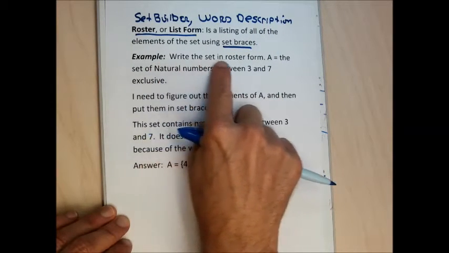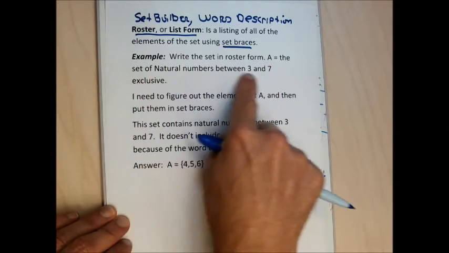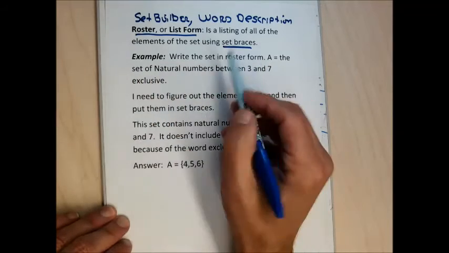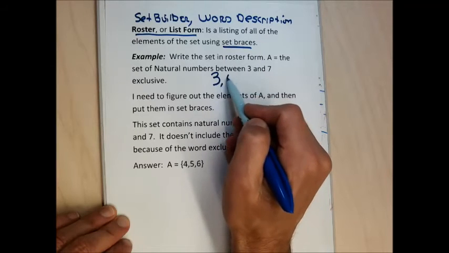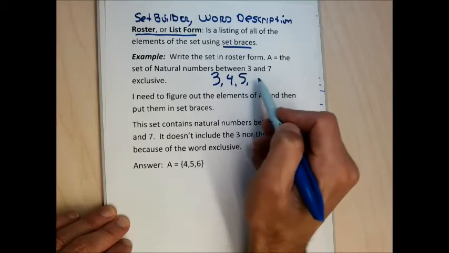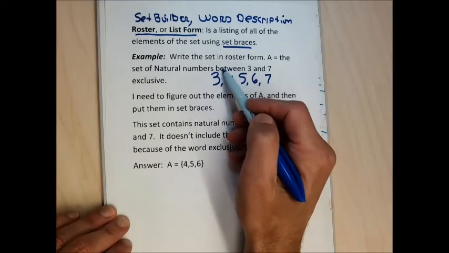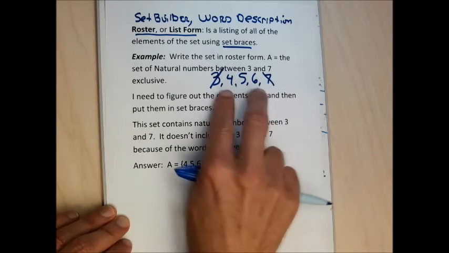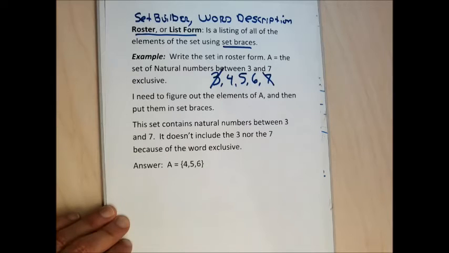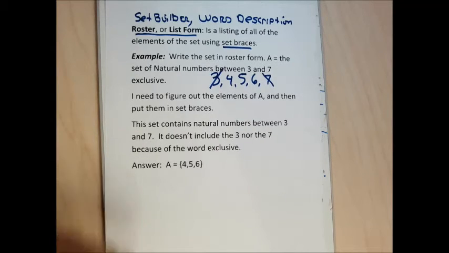Example, write the set in roster form. A is a set of natural numbers between 3 and 7 exclusive. So again, I see that word exclusive, so I'm not going to count the 3 and the 7 in the set. So set A doesn't have 3, it doesn't have 7, it just has the numbers 4, 5, and 6. So now I just need to list A in roster form, and that's my favorite way.